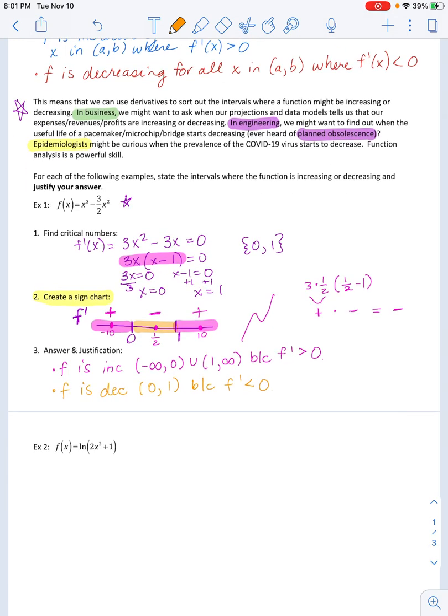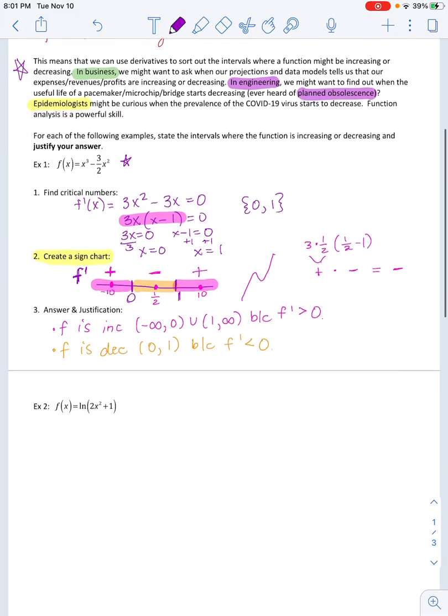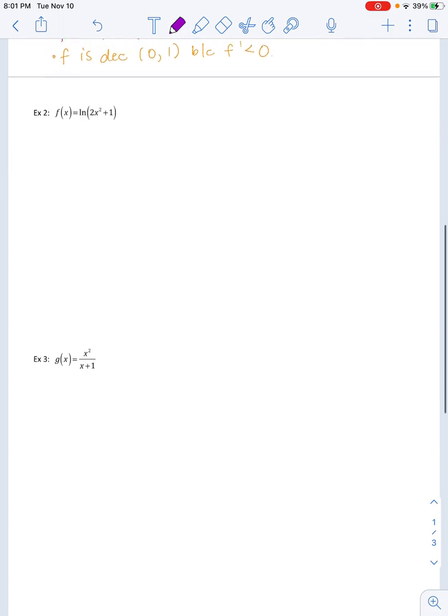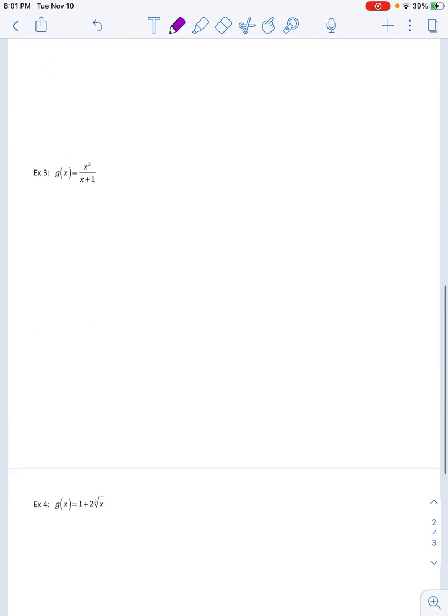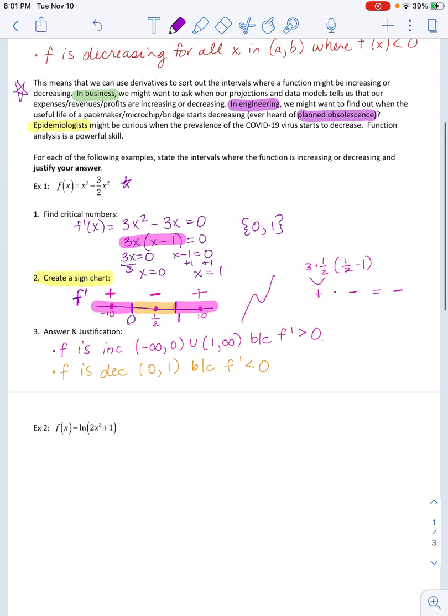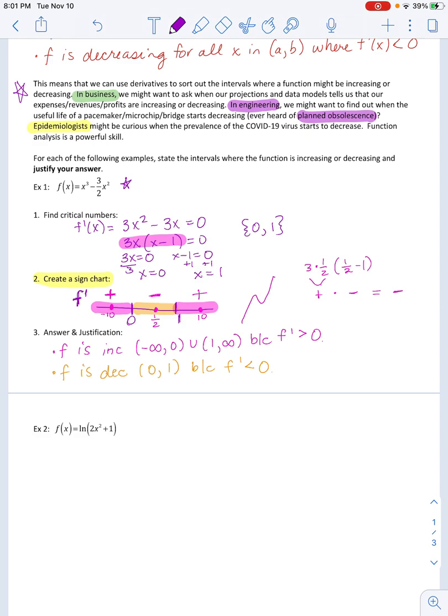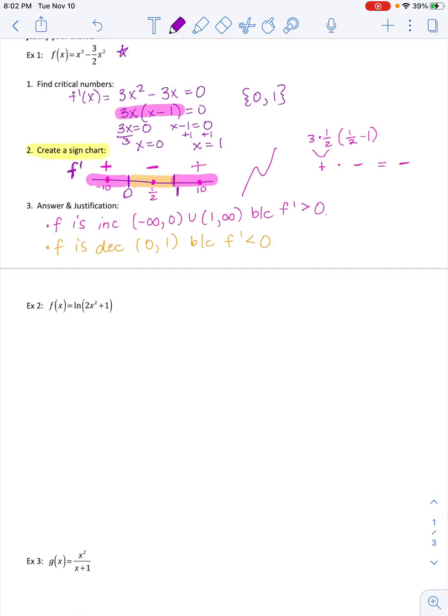Things work out nicely. We can mess around with some other types of functions that may or may not be nice as well. So really you'll see example 2, example 3, example 4 is just switching up what kind of function we are working with. And then it's still going to be the same 3 steps. Find your critical numbers, create a sign chart, present an answer with justification. So let's do critical numbers here, right?